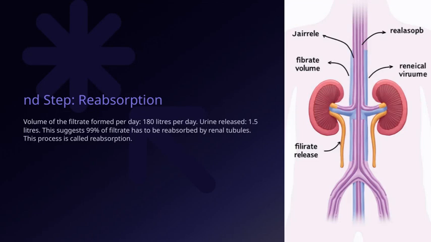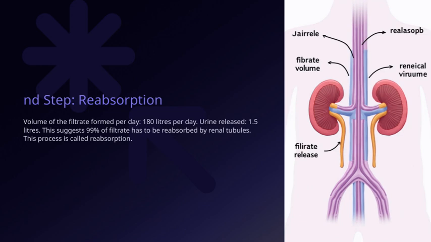Now, let's take a closer look at the volume of filtrate that forms each day. Typically, about 180 liters of filtrate are produced daily. However, what's really interesting is that only around 1.5 liters of urine are actually released from the body. This means that roughly 99% of the filtrate must be reabsorbed by the renal tubules. This crucial process is called reabsorption, and it's essential for maintaining the body's fluid and electrolyte balance.